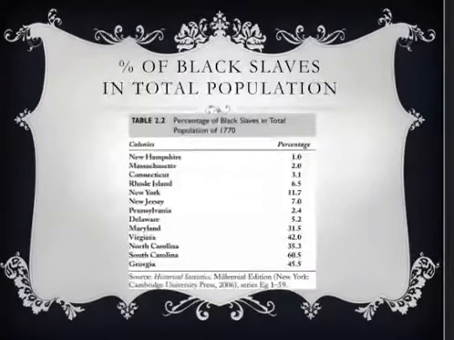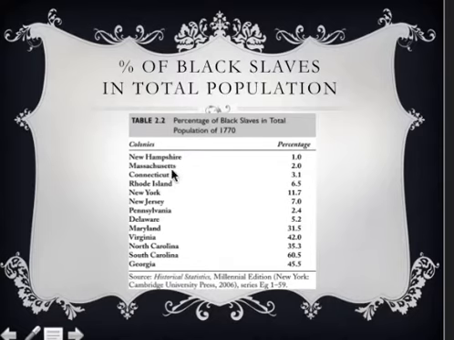Next, we're going to take a look at the percentages of slaves as a part of the total population. And this is an illustration as to how important slavery was to the different colonies. In particular, what I want you to understand from this is relatively where was slavery more important. If we take a look at New England, for example, New Hampshire, Massachusetts, Connecticut, and Rhode Island, we can see that it's not as important as in other regions, particularly if we take a look at the South.